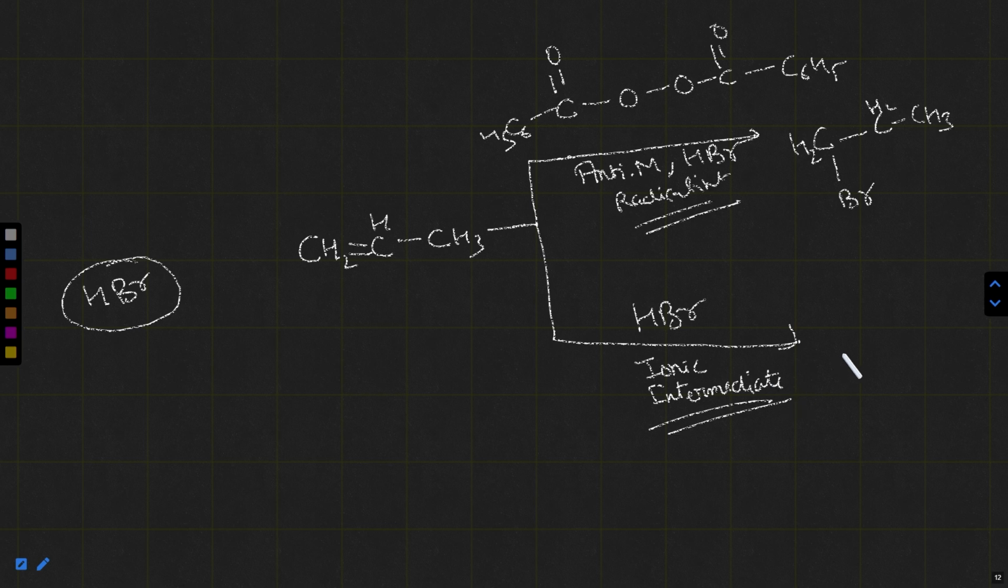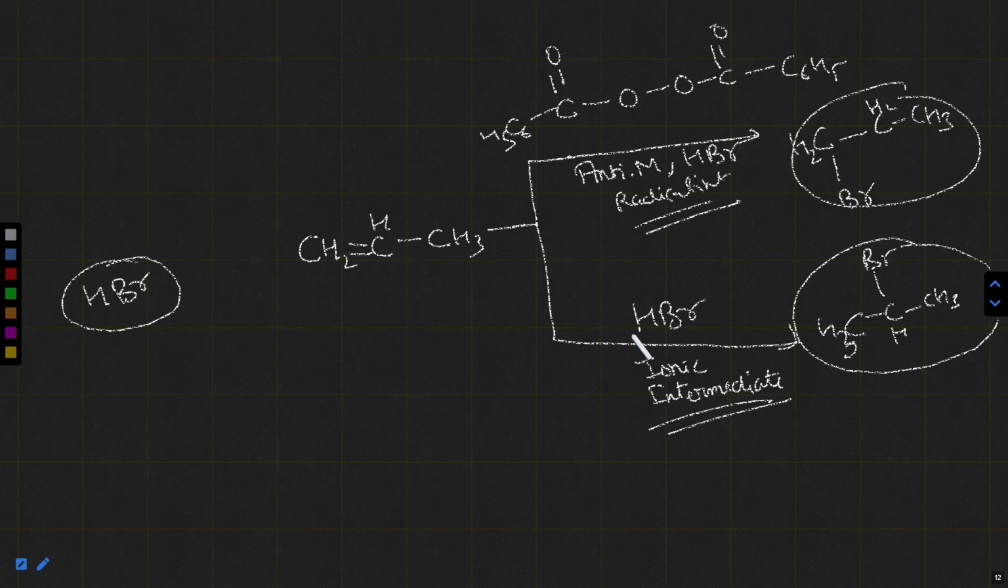Now in this case, we will have CH3 here, CH here, and Br here, and CH3 here. So these two products are just opposite of each other. Therefore, this is our Markovnikov's and anti-Markovnikov's rule. Now we can prepare again our alkyl halide using both of these methods.